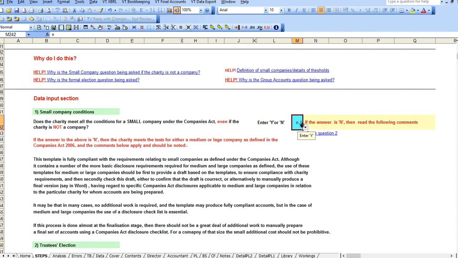If the answer is no, in other words, if it is not able to meet the conditions for a small company, then you should read the guidance notes there, which sets out the degree to which the templates may have to be modified to prepare accounts for medium and large companies as defined under the Act. However, for the vast majority of charities, charities will not be large companies as defined under the Companies Act, and if you answer yes to that question, you then go on to question 2.